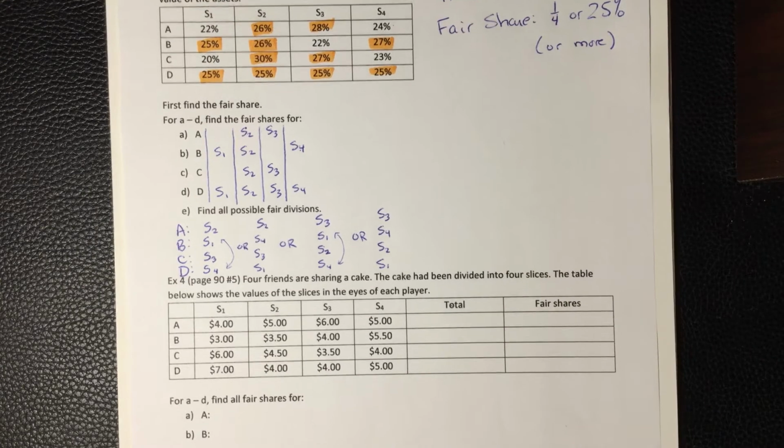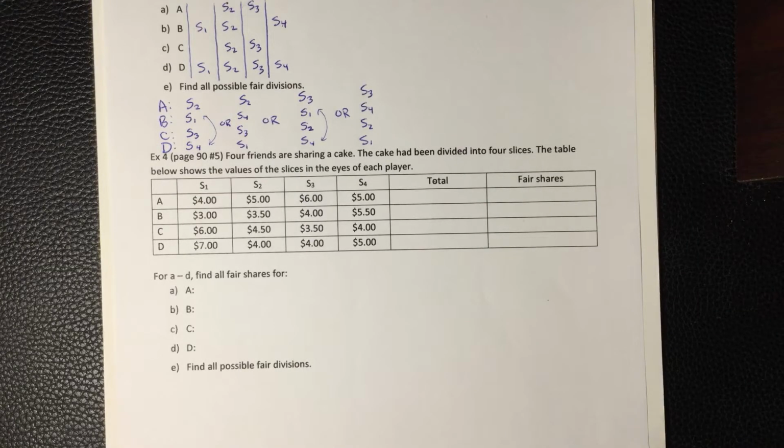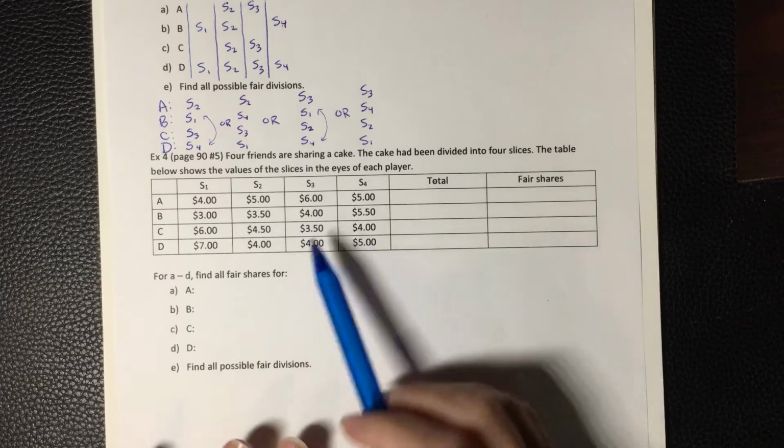All right, so our last example, we're going to look at what happens when the fair share is different for different people. In this one, we have 4 friends sharing a cake. The cake has been divided into 4 slices, and each player gave the value of the slice. Some people like the icing, some people like the center of the cake with no icing, so maybe you value one piece more than another. One person likes cake a lot more than another, so they may value it a little bit higher. So we're going to have different totals.